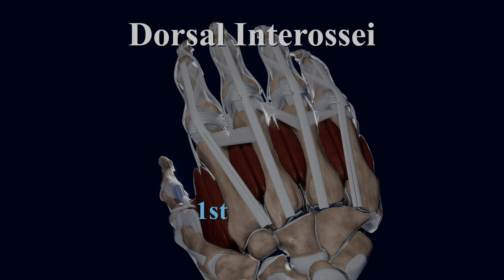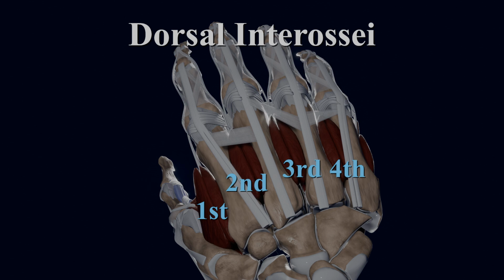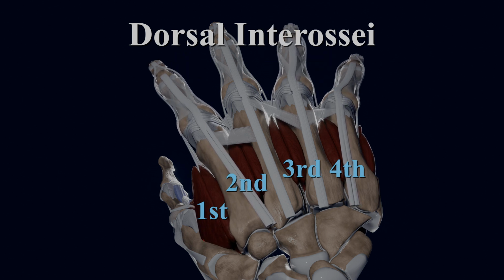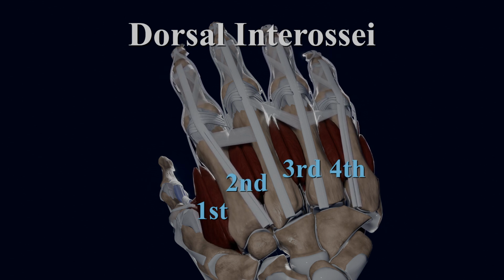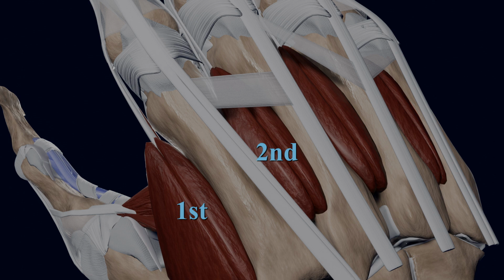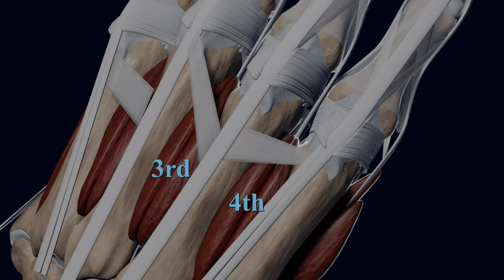Dorsal interosseous muscles are bipinnate, originating from the adjacent metacarpals. They serve to abduct fingers away from the midline of the long finger. The first and second dorsal interosseous muscles insert on the radial base of the index and long finger, respectively. The third and fourth interosseous muscles insert on the ulnar base of the long and ring fingers, respectively.